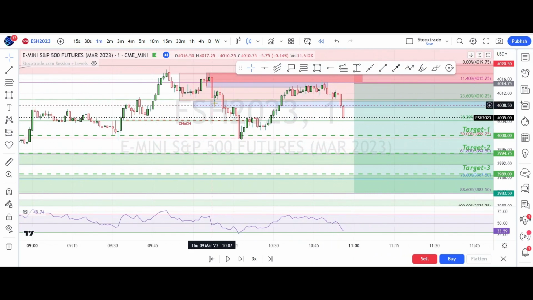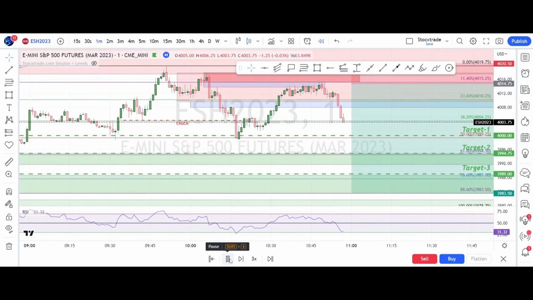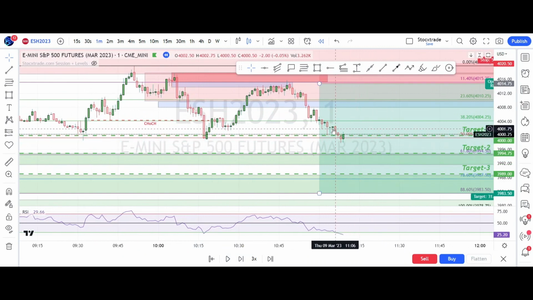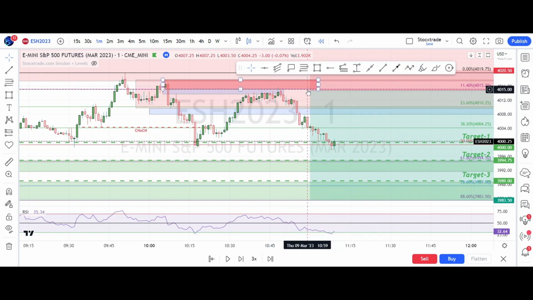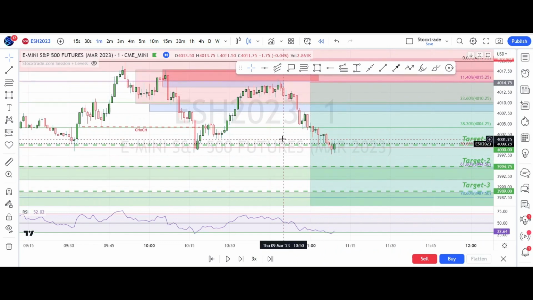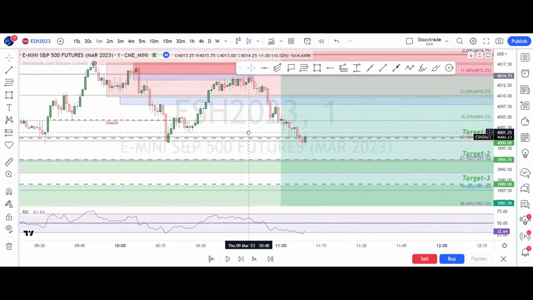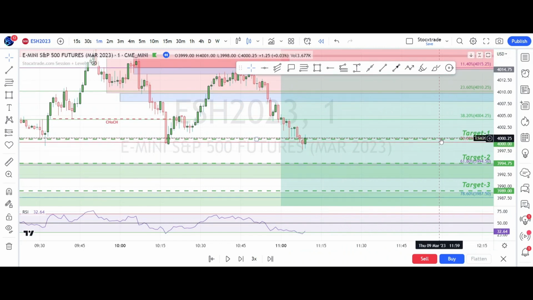So what the price did, if I will play again, price hit your first target, and in this trade you can get from 4015 to 4015 points. 15 points in E-mini S&P 500 is $750. So what you can do, you can trail your stop loss. If you have already reached 50%, you can put your stop loss on the break even or above 23.6%.